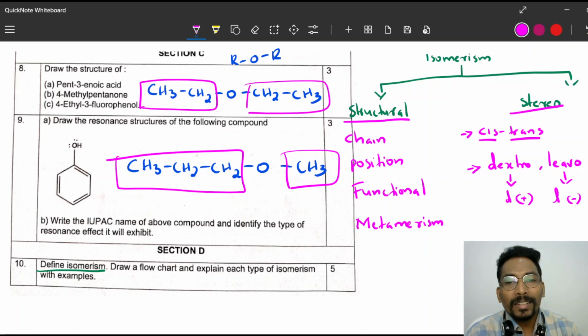Okay, so I think it's very clear about these questions. All these are very important questions. You can expect them for your board exams and all. Clear? Yes. So we can solve a different question paper in the next video.